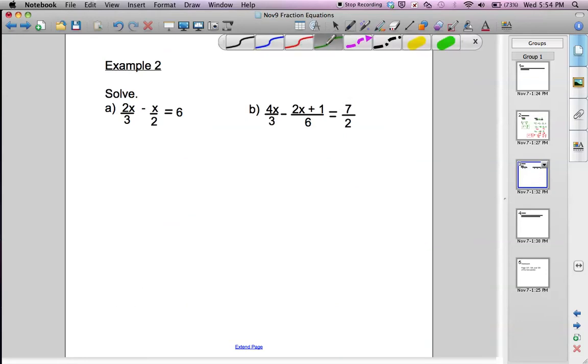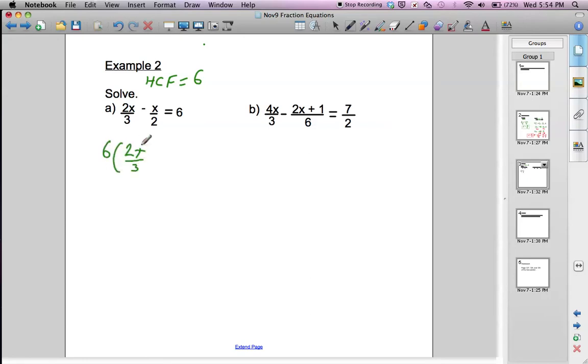Next example, okay, in this case we've got two different fractions here. We've got 3 in the denominator here, 2 in the denominator here. If we want to get rid of all fractions in the equation, what we can do is multiply by the highest common factor, or the GCF, which for 2 and 3 is 6. So you multiply everything by 6, all the fractions will cancel. So we've got 6 times 2x out of 3 minus 6 times x out of 2 equals 6 times 6. Everything is multiplied by 6.